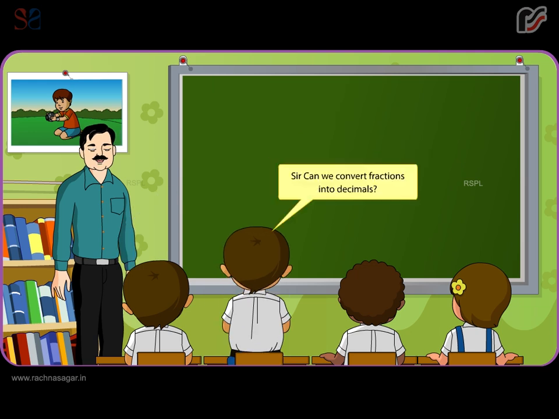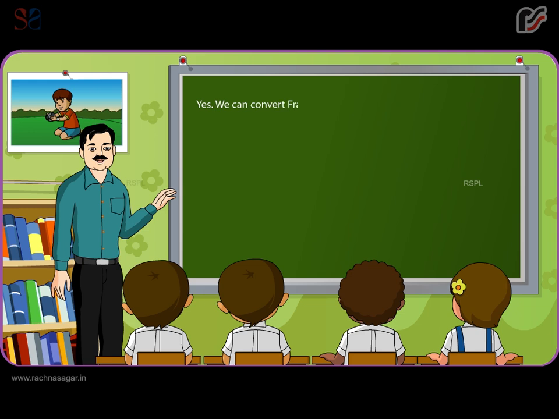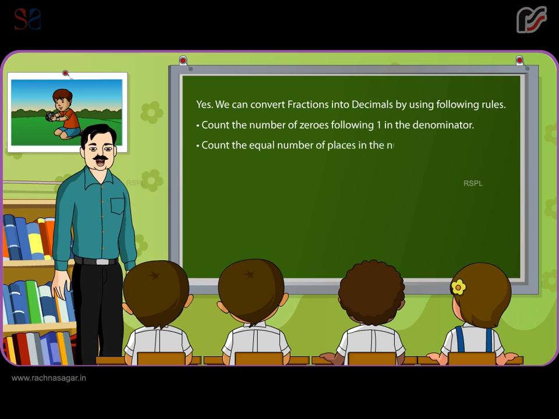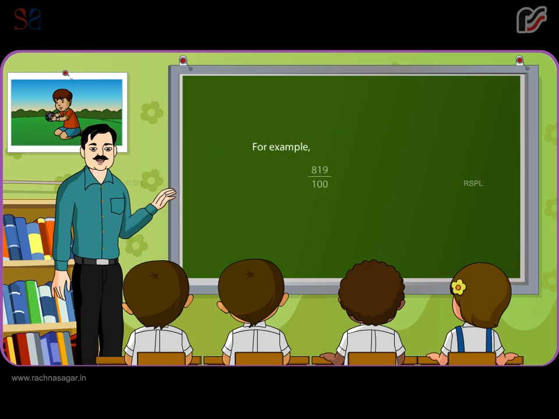Sir, can we convert fractions into decimals? Yes, we can convert fractions into decimals by using the following rules. Count the number of zeros following 1 in the denominator. Count the equal number of places in the numerator starting from the ones digit, then place the decimal point. For example, 819 by 100 is equal to 8.19. 6007 by 1000 is equal to 6.007.